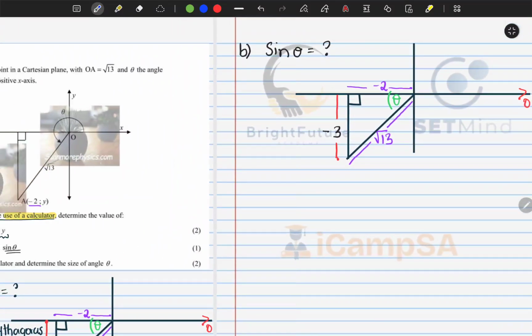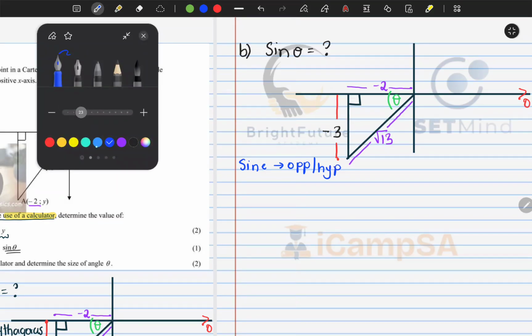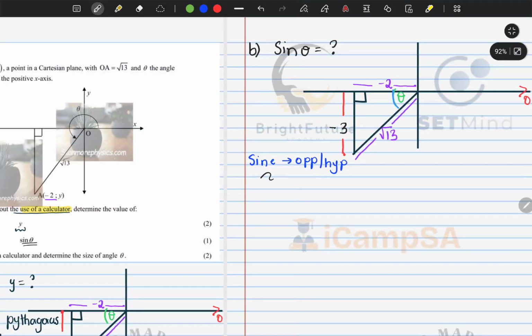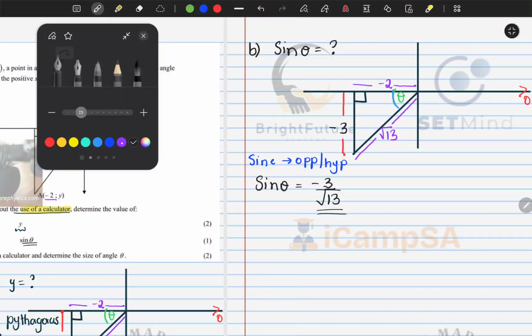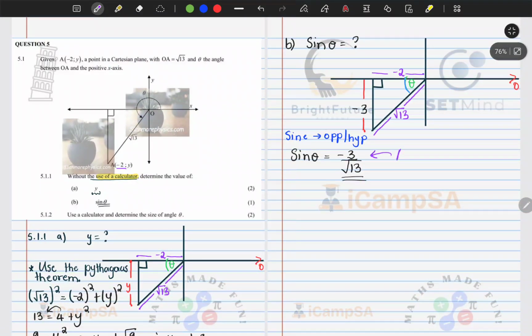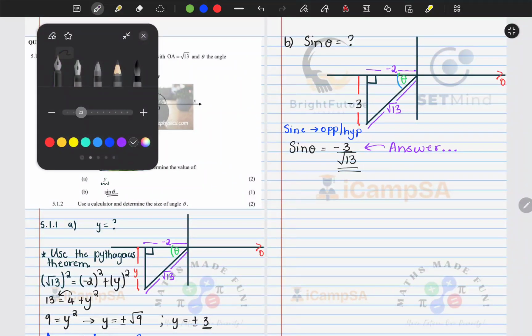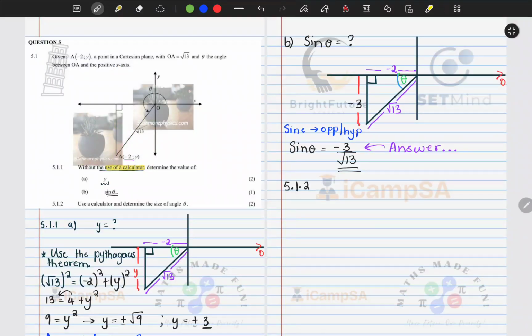This should be very simple because whenever you're thinking of sine, you should be thinking of your opposite over your hypotenuse. If you look at where our theta is, the opposite side becomes where we had our y. So essentially, sine of theta becomes negative 3 divided by square root of 13. And this here becomes our answer for B. Okay, done with that.